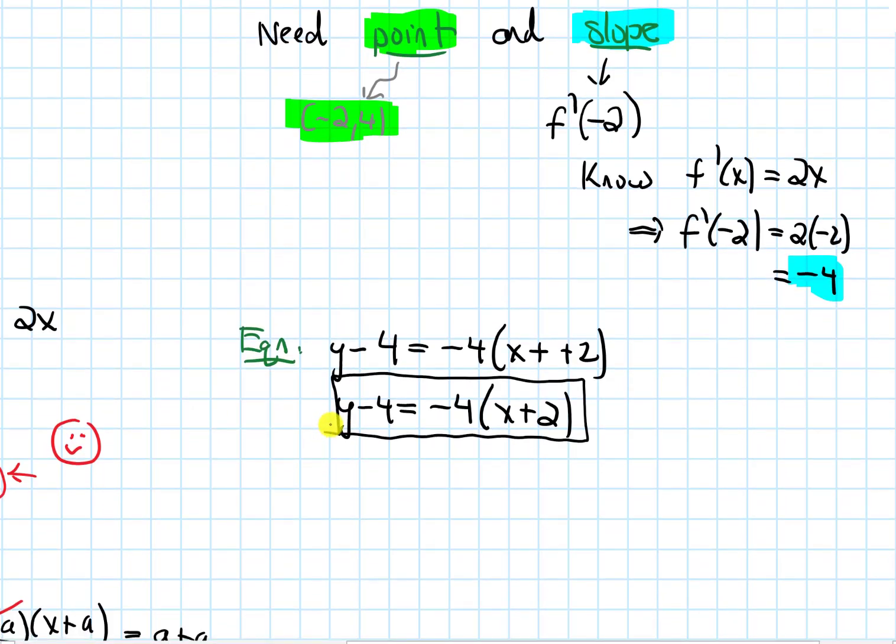But if I did want to put it in y equals mx plus b form, I would just distribute the -4 first and then isolate y. So I'd get y minus 4 equals -4x minus 8. And adding 4, we get y equals -4x. Whoops, not plus. We get -4. And that would also be a fine way to leave my equation of my line.